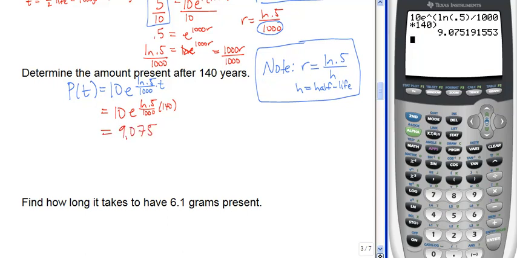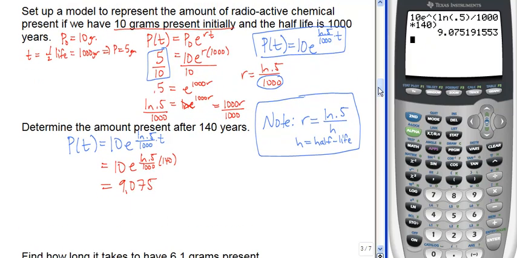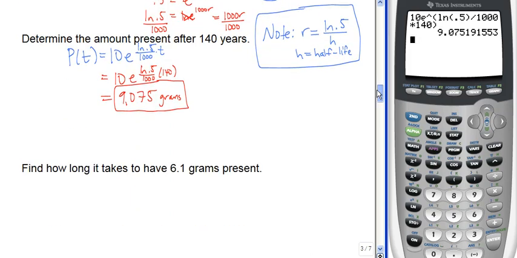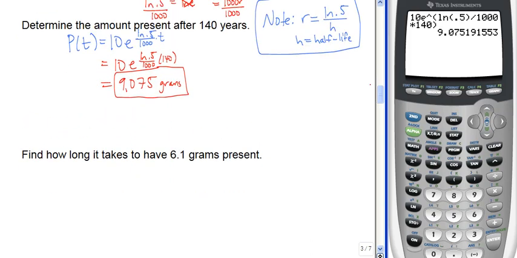And what are the units on this? What did I just find? I found the amount of this radioactive chemical that's present. And remember, initially in the problem, the initial amount that I had was in grams, so this would also be in grams as well. So after 140 years, I've gone from 10 grams down to 9.075 grams. Radioactive decay is a very slow process, usually. Alright, let's try the next example.